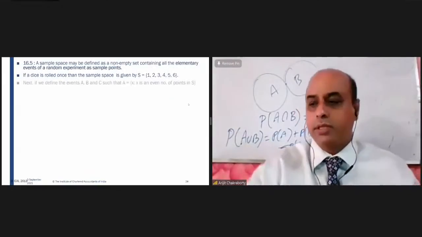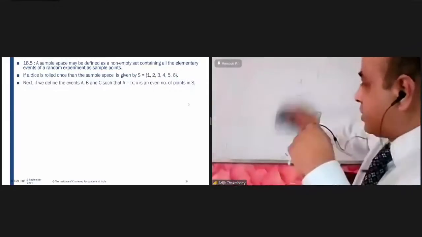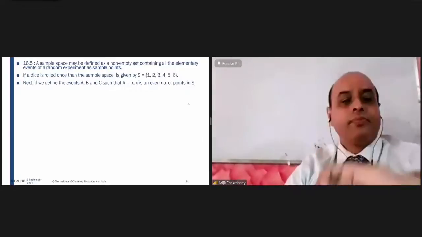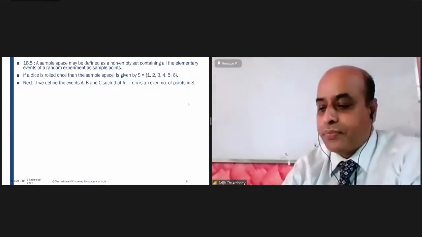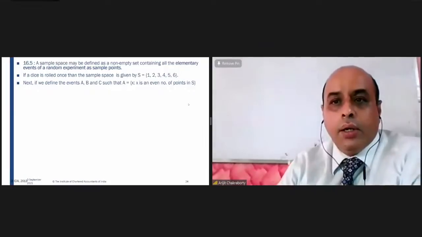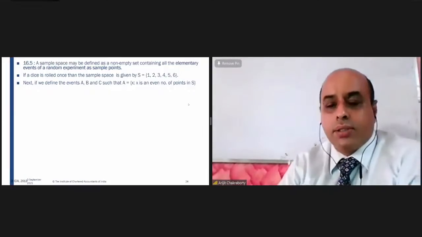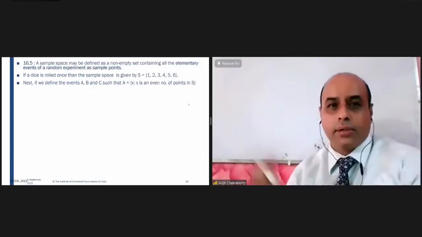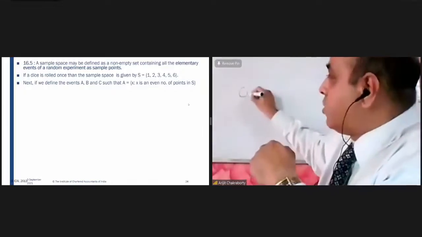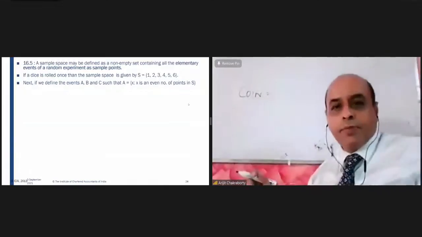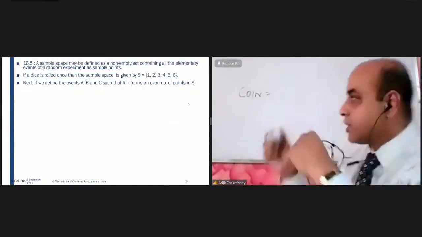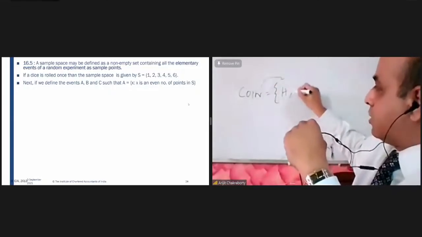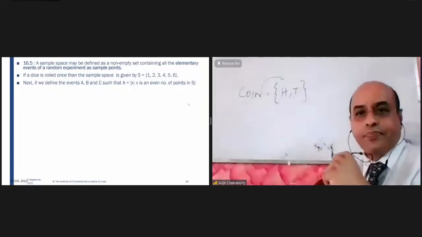What is sample space? This is a related concept. Now, sample space means, very simply, the events of a random experiment. If I write, say, coin tossing, sample space is a set of all possible outcomes. Coin tossing can only have head and tail. So this is the sample space.